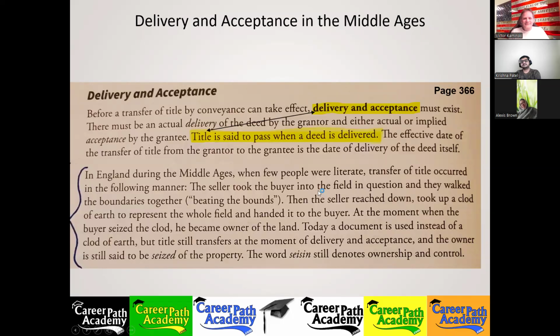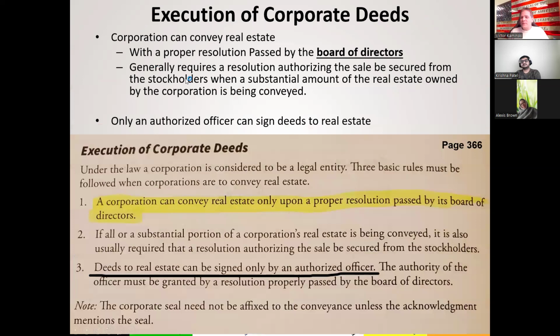Yeah. But that's the way it worked in the Middle Ages. So people could easily get screwed out of their ownership too back then, right? Okay, so execution of corporate deeds. Who has the authority to sign on behalf of the corporation when transferring ownership of property?